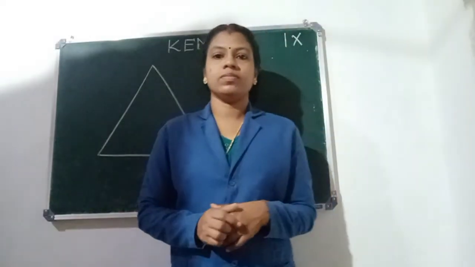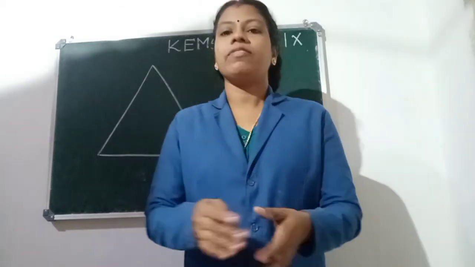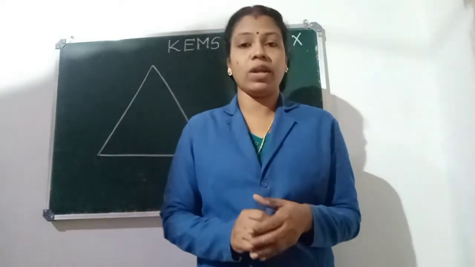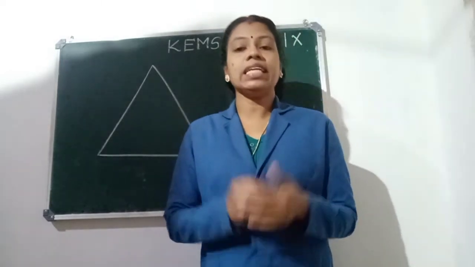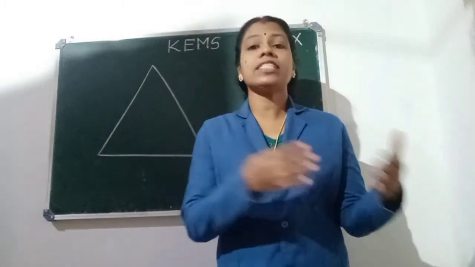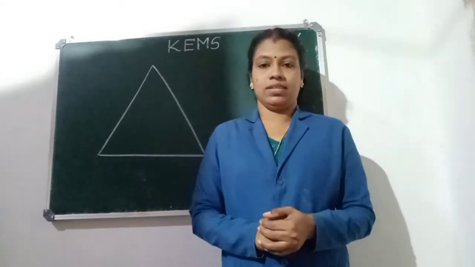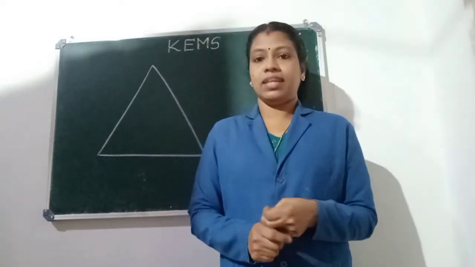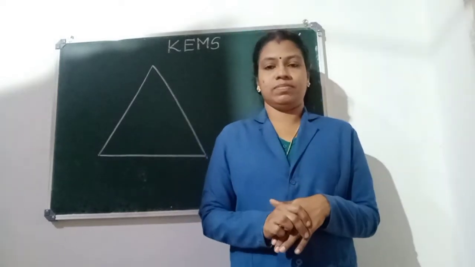Next, some important axioms. First one, the corresponding angles axiom. It says that if a transversal intersects two parallel lines, then each pair of corresponding angles is equal.